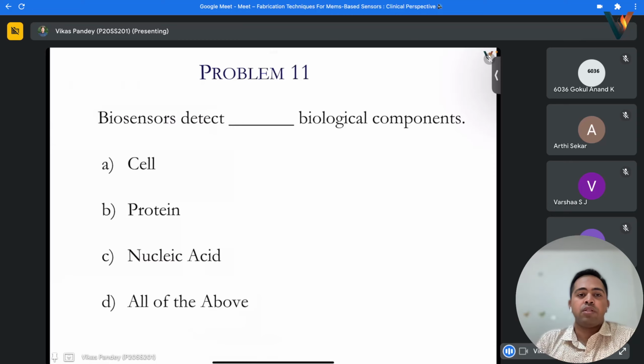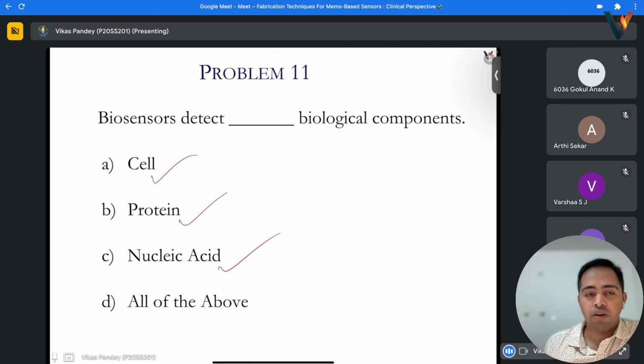Now, biosensors detect which of the following biological components: cell, protein, nucleic acid, or all of the above.